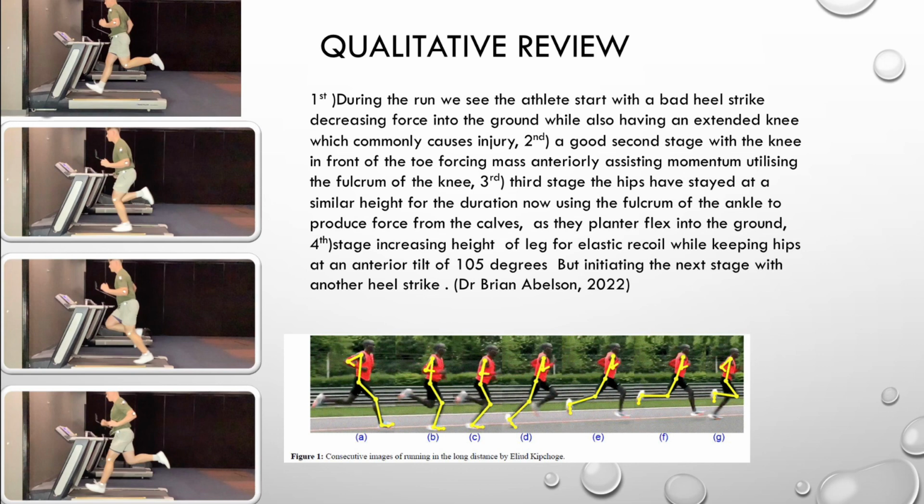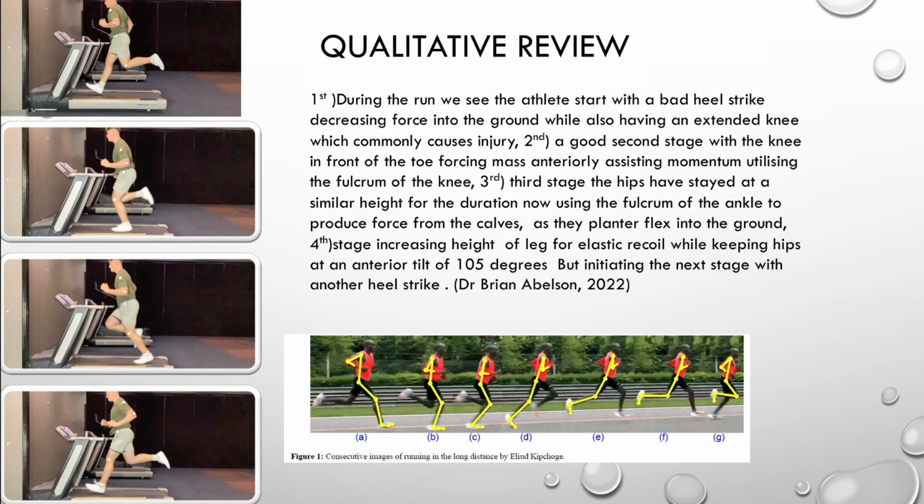We have a good second stage with the knee in front of the big toe, forcing mass anteriorly, assisting momentum, utilizing the fulcrum of the knee. The third stage, the hips have stayed at a similar height for the duration, using the fulcrum of the ankle to produce forces from the calves as they plantarflex into the ground.